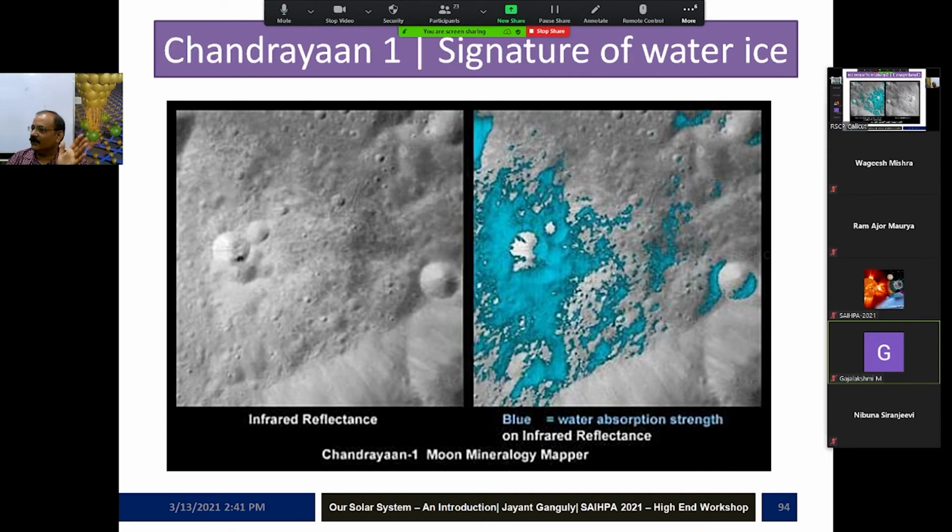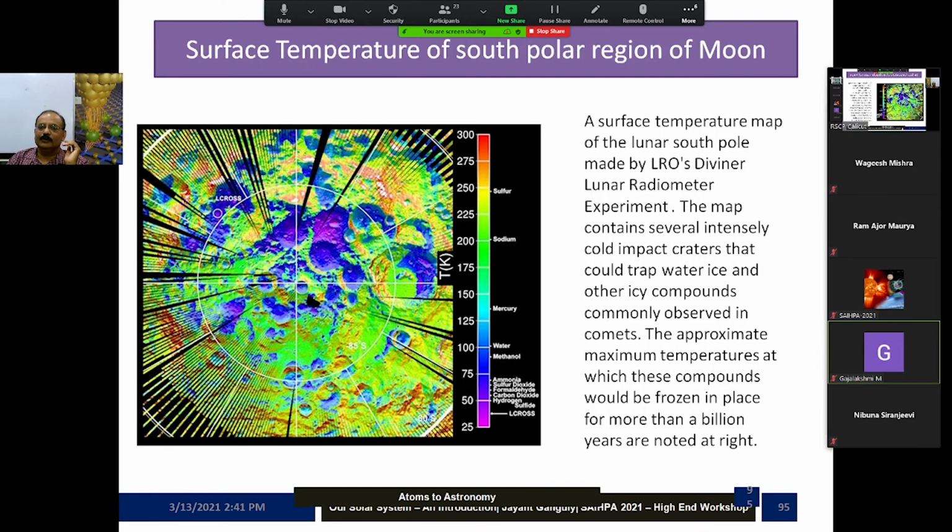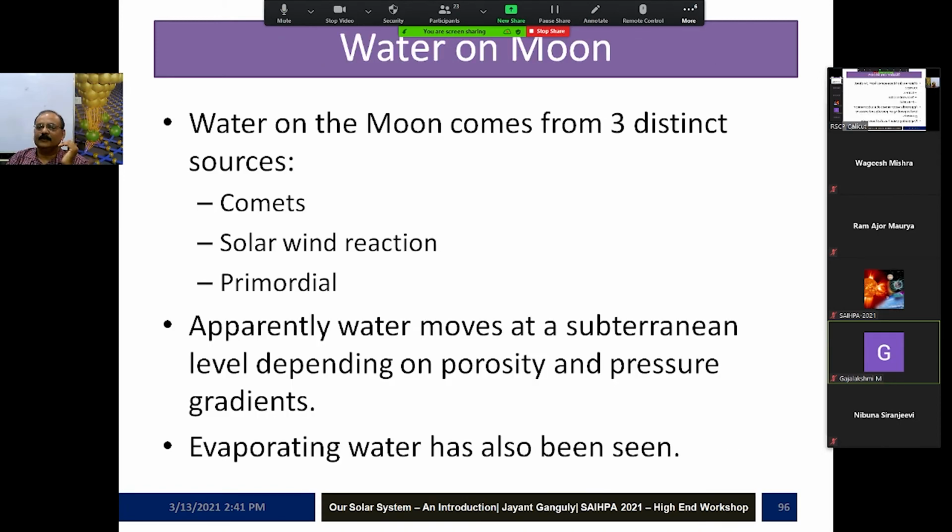In fact, Chandrayaan-1 has found signatures of water available in the polar shady regions of the Moon. The south polar regions have been covered by many, not only our Chandrayaan, there are also NASA's instruments which have been used to study all those things. People then argue, what are the sources of water on the Moon? It might have existed, it might have been primordial, or it might have been dropped by a cometary impact there.